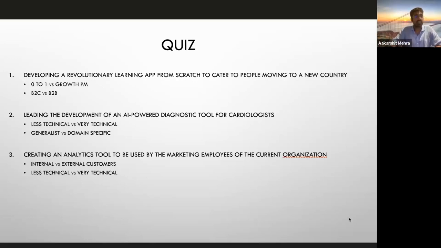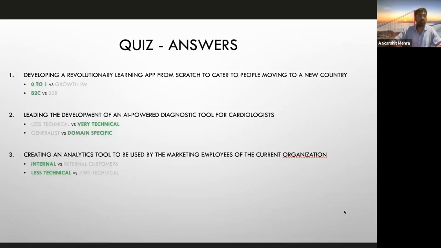The next one is leading the development of an AI-powered diagnostic tool for cardiologists. Is this a less technical or a very technical PM role? Is this a generalist PM role or a domain-specific PM role? And then the last one is creating an analytics tool to be used by the marketing employees of the current organization. Is this an internal or an external PM role, less technical, very technical PM role? Let's get into the answers and our last slide for the day.